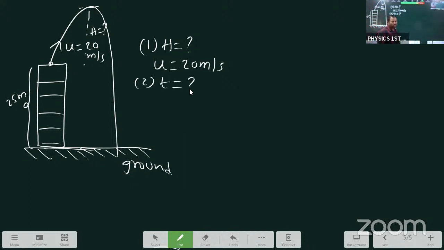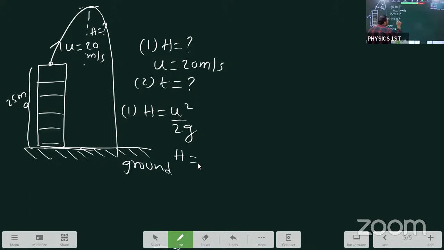Total 2 questions, students. Here they give a different method. Compare that one. This is the very easy method I am giving here, an easy method with known formulas. First of all, question number 1: how much height? You know very well the maximum height in the case of a vertically projected body. H equals U square by 2G formula.